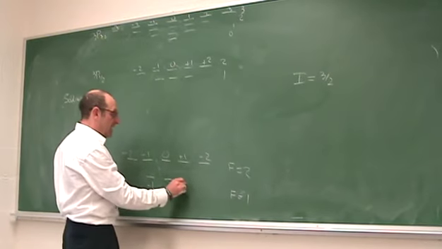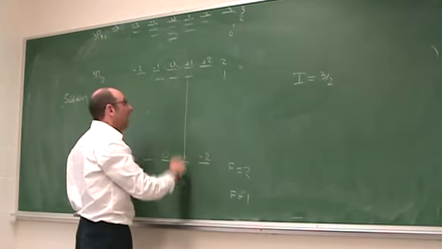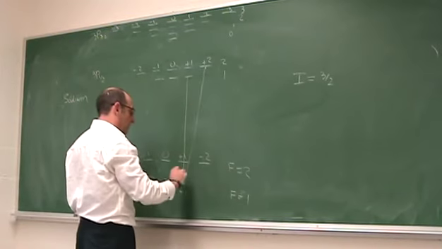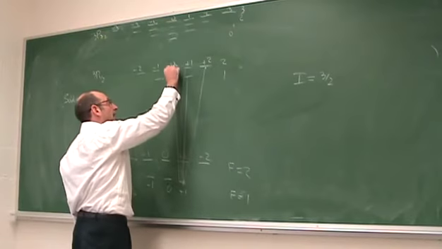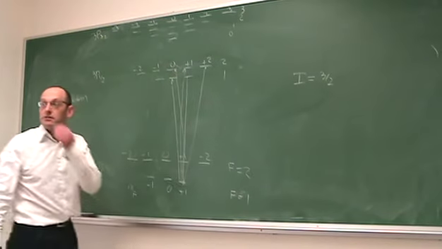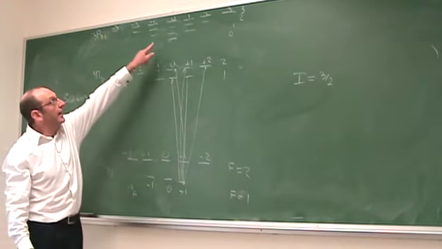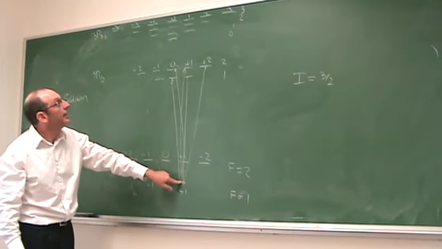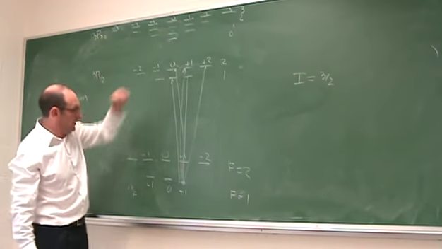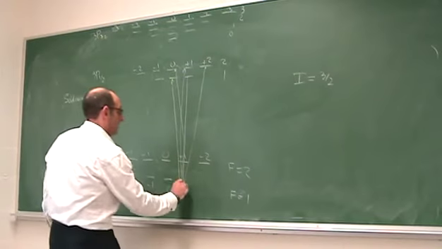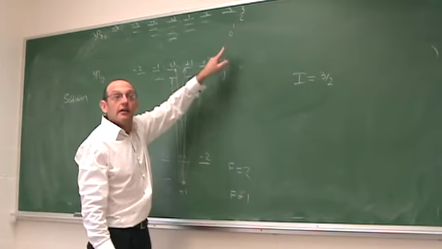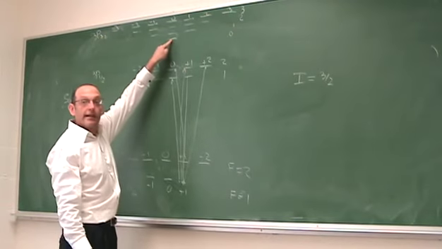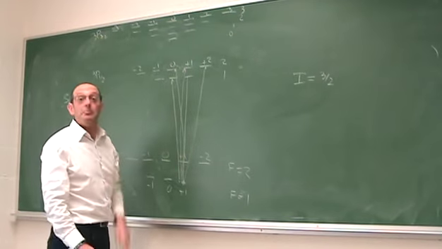So for example, if I start here, I can go to this level, that level, that level, that level, that level. And if I go here, where can I go up here? Can I go from here to here? Yeah, I can do that, because that is delta F equals 1 and delta N equals minus 1.